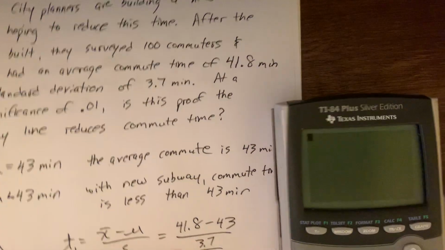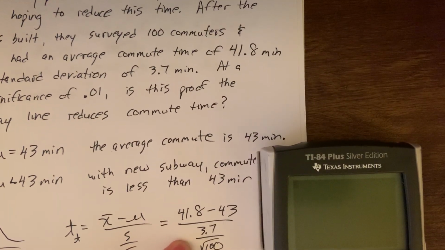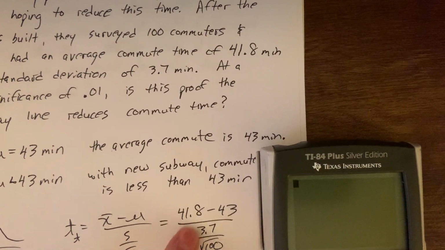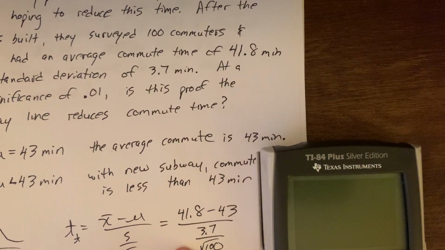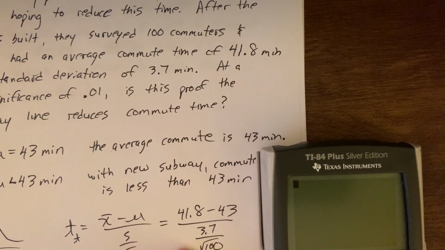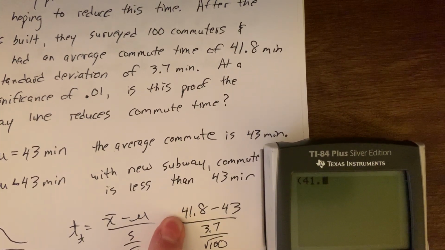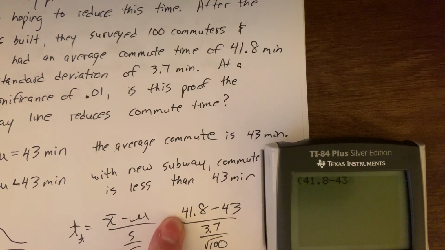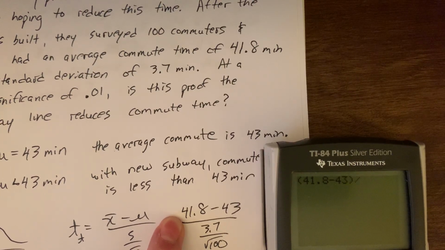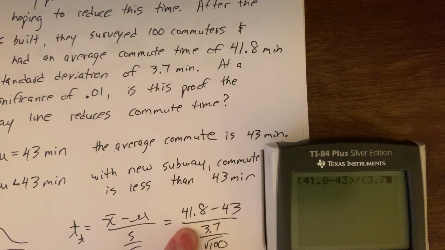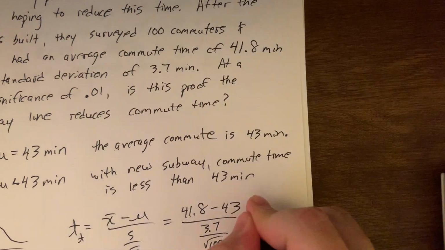But now I'm finally doing computation. So my calculator, this is a little tough division here, so either use some extra parentheses or just be a little careful. I mean, the square root of 100 is a clean 10, but just use parentheses. 41.8 minus 43, close parentheses, divided by, new set of parentheses, 3.7 divided by. You could do the square root of 100. I'm just going to already realize that's 10, just to simplify a little. Close my parenthesis, negative 3.24.